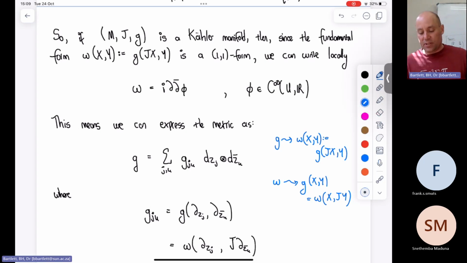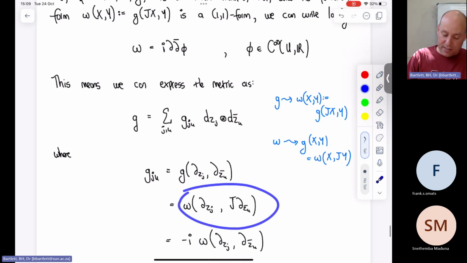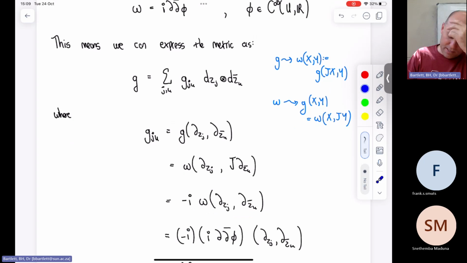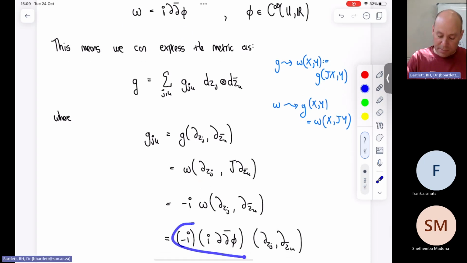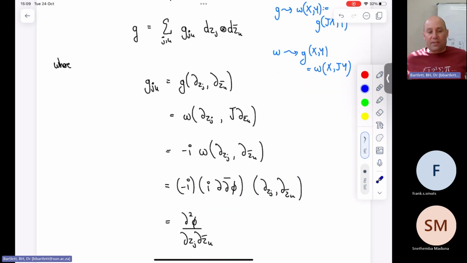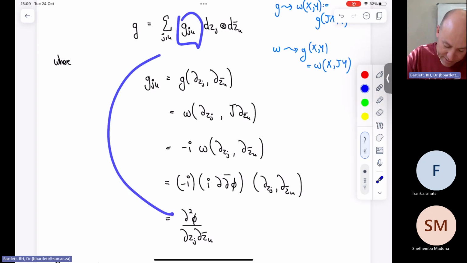So what I'm saying is that these numbers here are calculated in terms of the fundamental form like this, which, since this is an eigenvector with eigenvalue minus i, I get this out. And I know what omega is, right? Omega is i del del bar phi. So I have to calculate del del bar phi and evaluate it on this. That just means I'm calculating the second derivative of phi with respect to zj and then z bar k. Okay, so that's what this number here is.